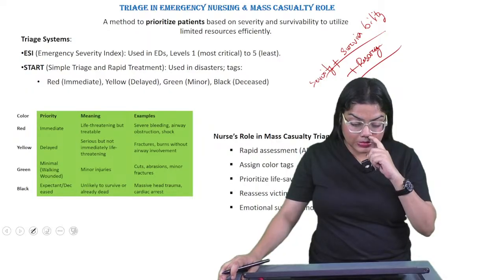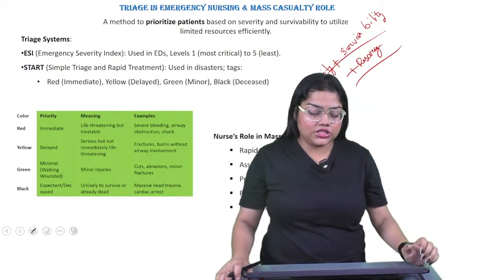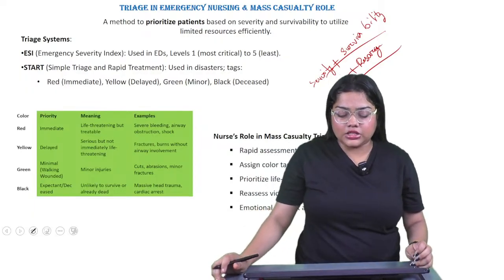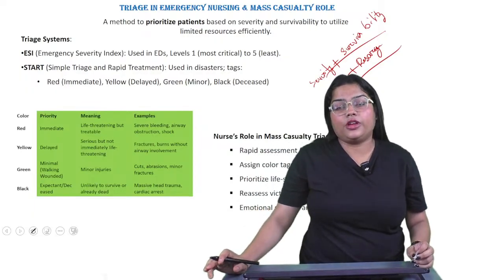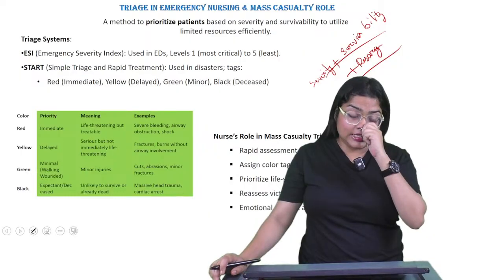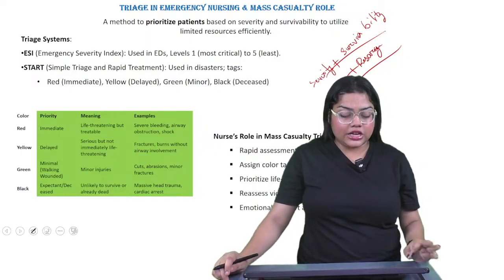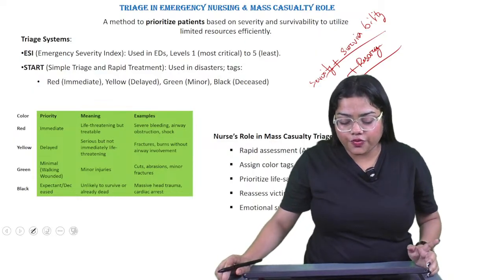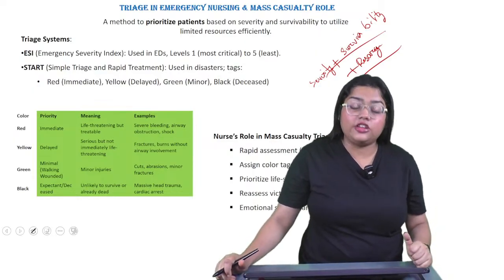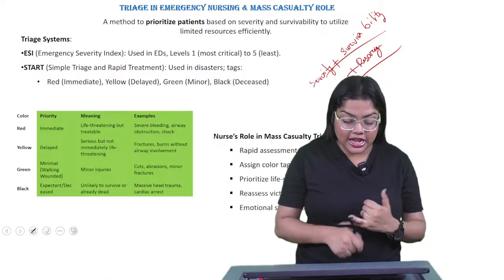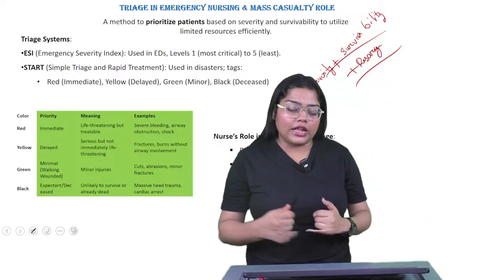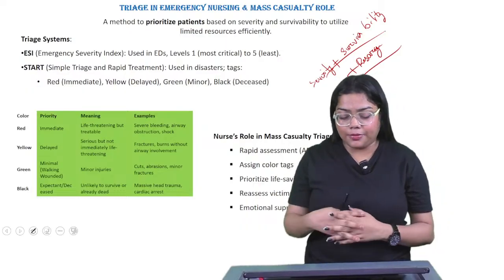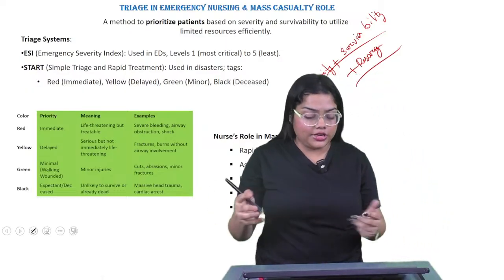There are two systems. One is ESI, which is the Emergency Severity Index, used in EDs. Level 1 is most critical and level 5 is least critical. Next is START, which is Simple Triage and Rapid Treatment, used for disasters, with tags such as red, which needs immediate care and response, yellow, which can be delayed, green for the minors, and black for the deceased who are already dead.